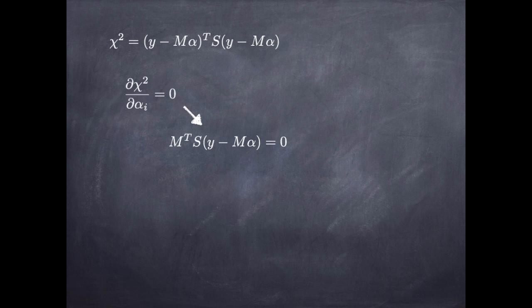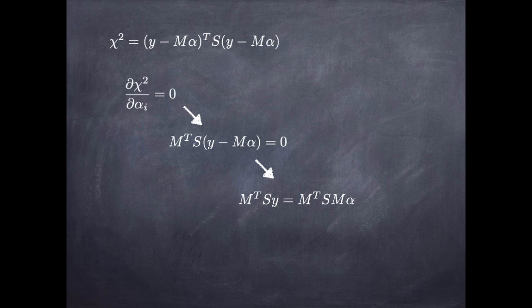So the details of exactly how we get there aren't as important as the fact that we can write chi-squared in terms of matrices. We can take the derivative with respect to alpha, and then we can solve. So if I multiply that out, you can see that the requirement that the thing be 0 is the same as saying that m transpose times S times y has to be equal to m transpose times S times m times alpha.